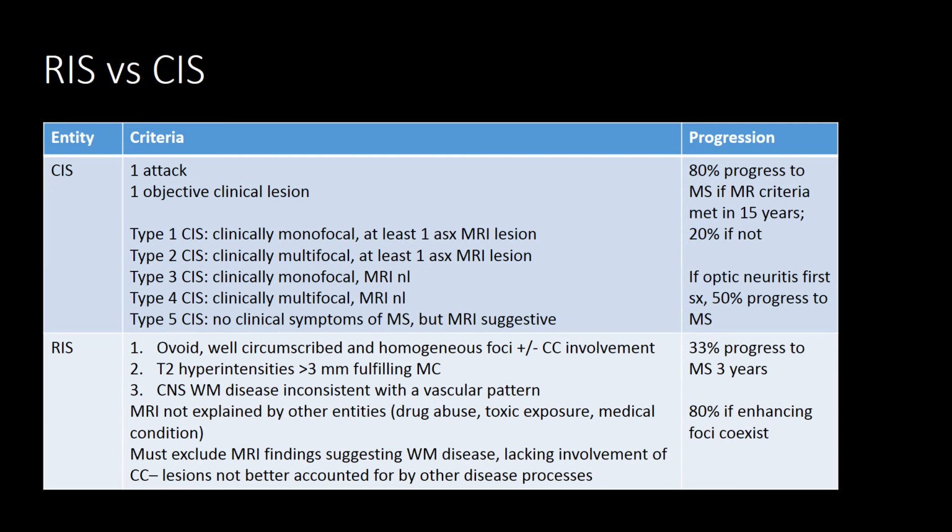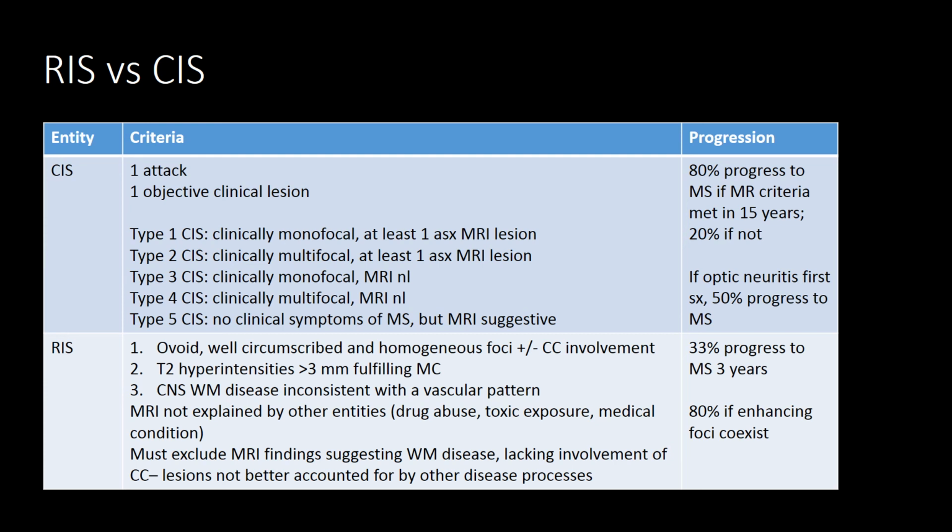With radiologically isolated syndrome, you have lesions very typical of multiple sclerosis, specifically ovoid, well-circumscribed lesions, which may or may not have involvement of the corpus callosum, with T2 hyperintense lesions greater than 3 millimeters, fulfilling McDonald's criteria, specifically the McDonald's criteria MRI section. In addition, the lesions must be inconsistent with a vascular pattern and not explained by other entities.